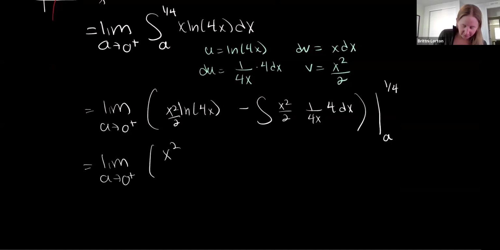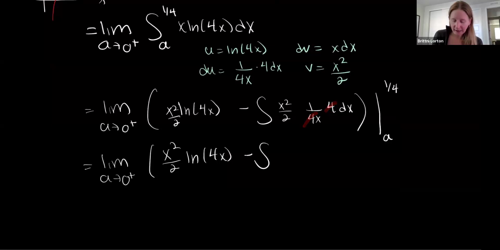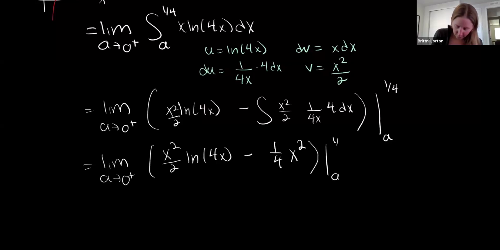So I'm going to leave it as x squared over 2 times ln of 4x minus the integral of, hopefully you notice the 4 is canceled and one of the x is canceled. So I have a 1/2 x. And then when I do that antiderivative, you know that will become a 1/2 x squared over 2. So that really is just a 1/4 x squared. Okay, all right, evaluated from a to 1/4.